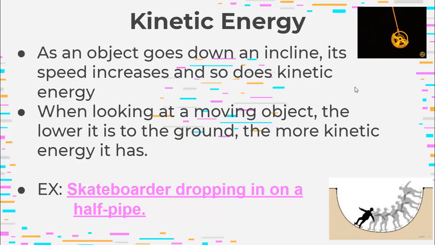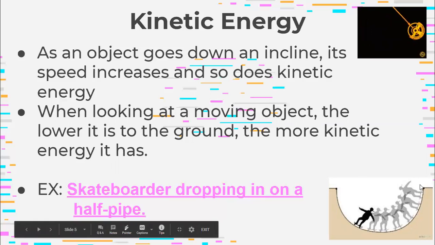When looking at a moving object, the lower it is to the ground, the more kinetic energy it has. Take a look right here at this skateboarder on the ramp. This skateboarder does not have as much kinetic energy up here near the top. That's where they're actually going the slowest. Where do they have the most kinetic energy? Right down here in the bottom of this half pipe. This is called a half pipe. If you want to call it a curve, that's fine. Right down there, that's where they're going the fastest. Where are they going the slowest? Right up near the top over here, or right up near the top over here. Kinetic energy means they are moving. Where do they have the most motion? At the bottom of a ramp or at the bottom of a swing.